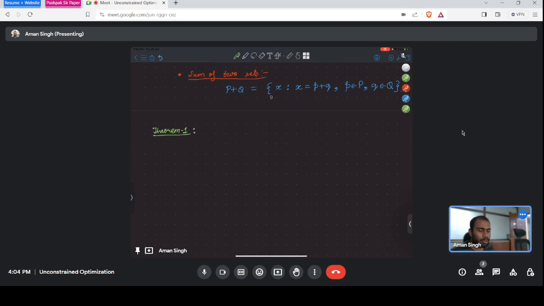We'll state these theorems without proofs, because the proofs of these theorems are easy, so we'll not go on and prove them. If you require, I'll upload a separate video for deriving these theorems. But right now we'll just state them. So let Ci be a collection of convex sets.